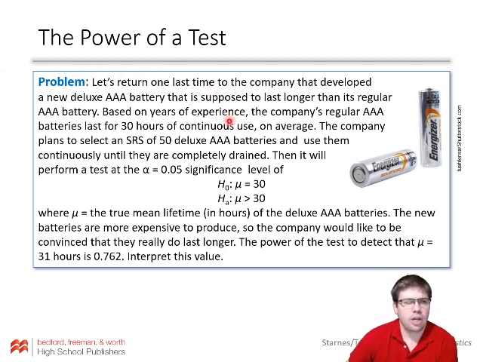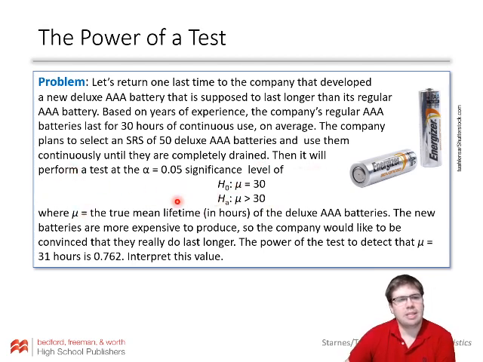So let's return one last time to the company that developed a new deluxe AAA battery that is supposed to last longer than its regular AAA battery. Based on years of experience, the company's regular AAA batteries last for 30 hours of continuous use on average. The company plans to select an SRS of deluxe AAA batteries and use them continuously until they are completely drained. Then it will perform a test at the alpha = 0.05 significance level of mu = 30 versus mu > 30, looking for significant evidence that it's improved.